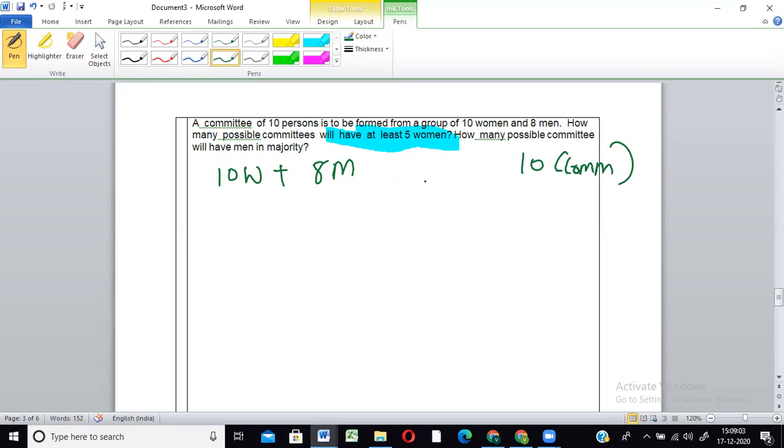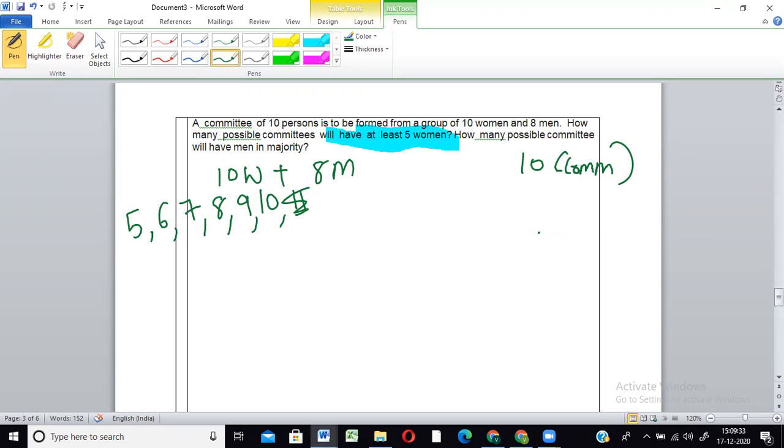At least 5 means more than 5 is also fine, all right? Kam se kam 5 chahiye. 4 women will not do, all right? 5 women and more than 5 women will do. So will 5 women do? Of course 5 women will do. 6 women do? Yes. 7 women? Yes. 8? Yes. 9? Yes. 10? Yes. Will 11 women do? No, 11 women will not do because the committee is only of 10, right? And not just that, you have only 10 women in the group. So the number of women cannot exceed the actual number of women present, right?